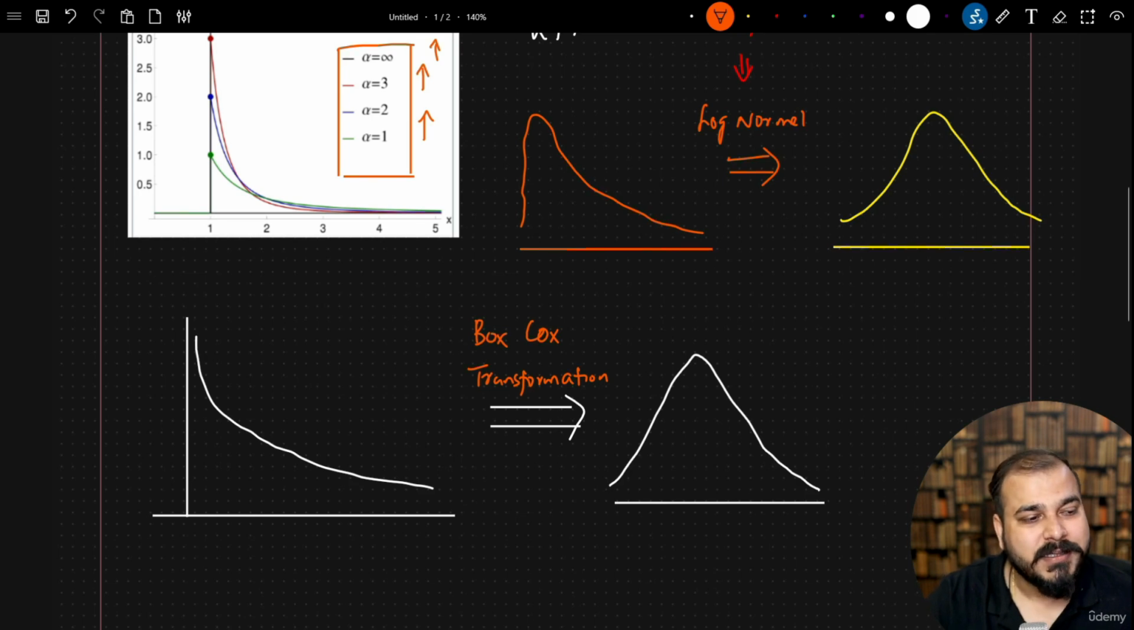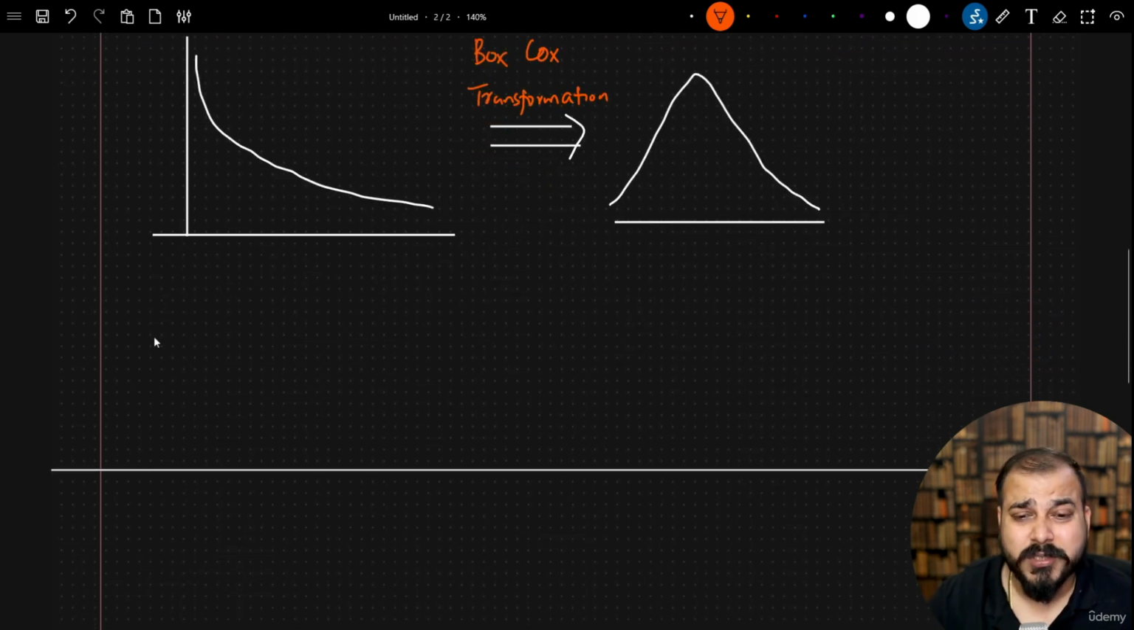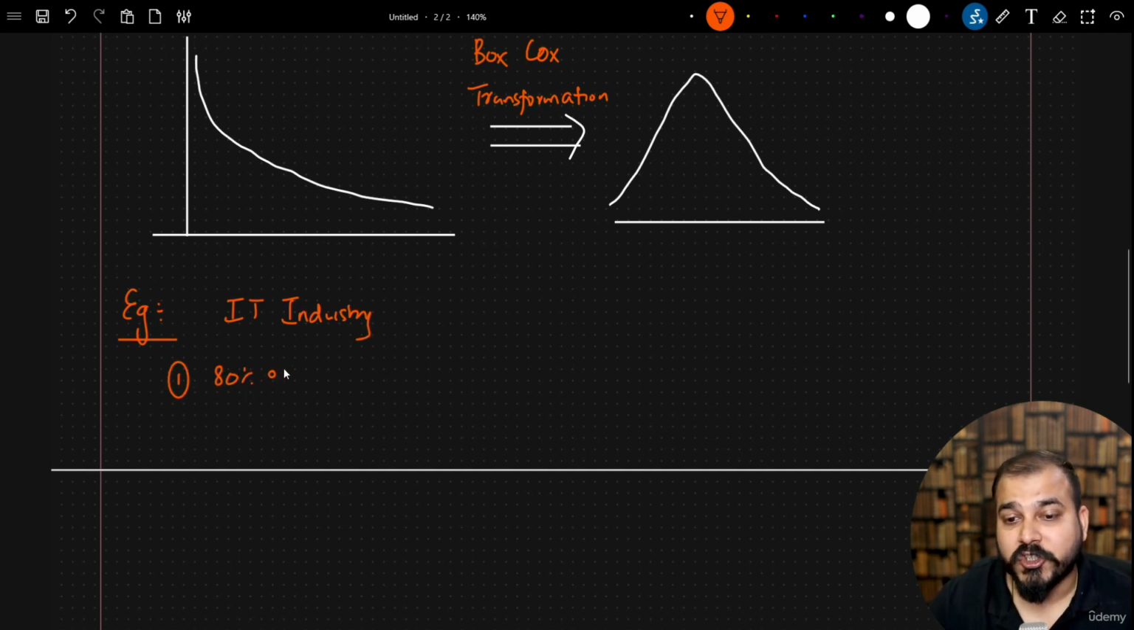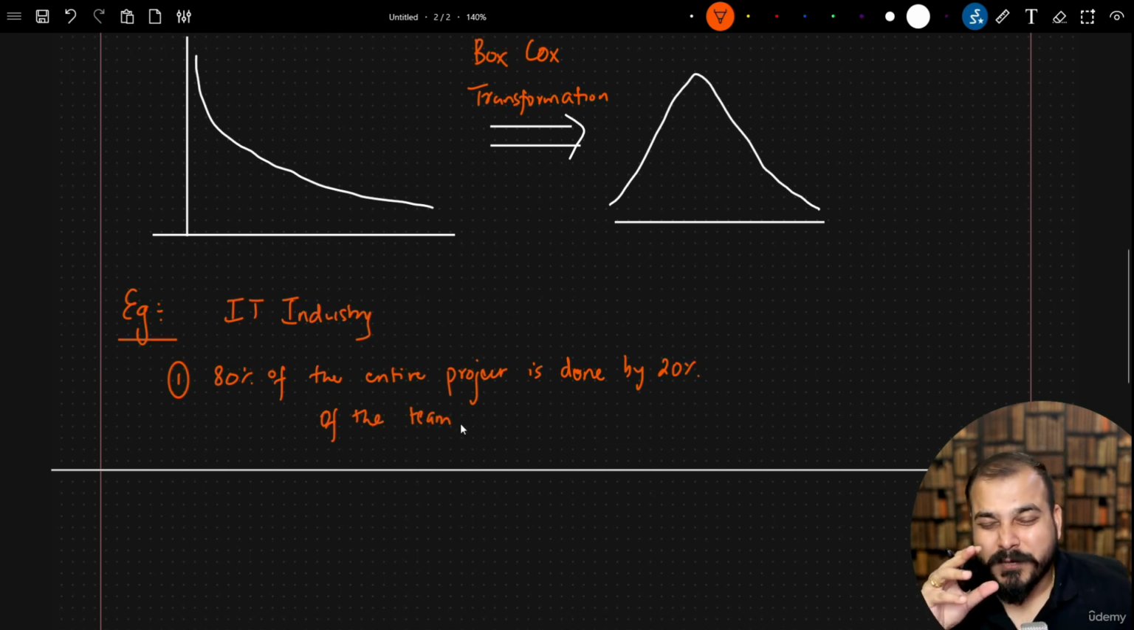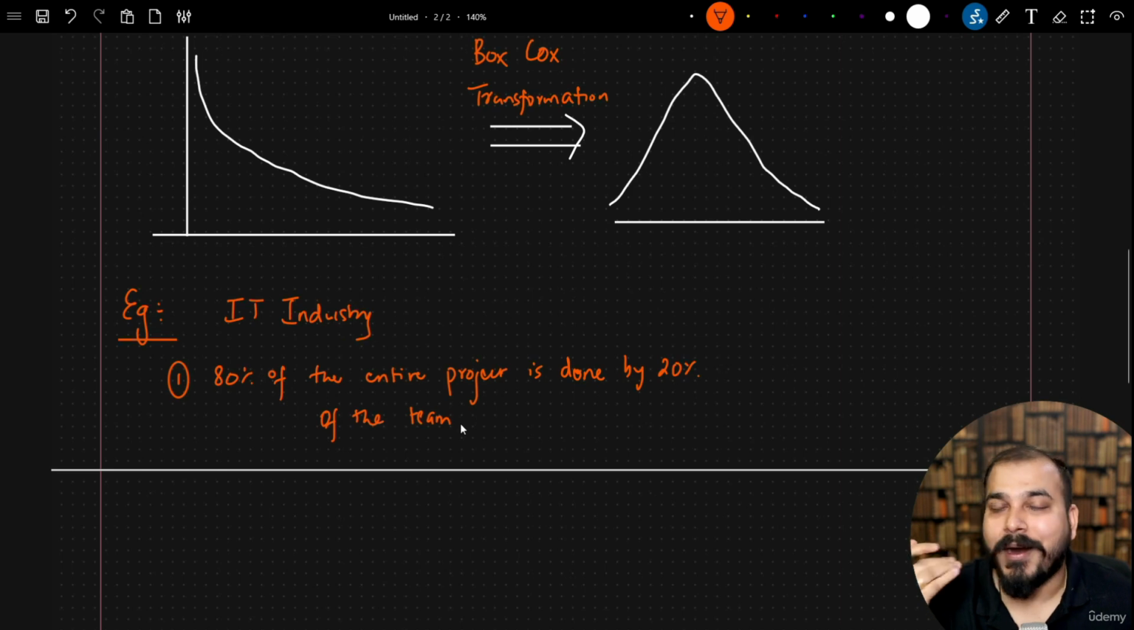Now let's go ahead and discuss some examples and understand that the Pareto distribution has a lot of advantages. It is used in various domains, specifically in the IT industry, right? I can give you two amazing examples. One: 80% of the entire project is done majorly by the 20% of the team, right? You'll see this in a specific IT company. The 20% of the team members will specifically be doing more than 80% of the work, right? So always, working in IT companies, we are overloaded, right?